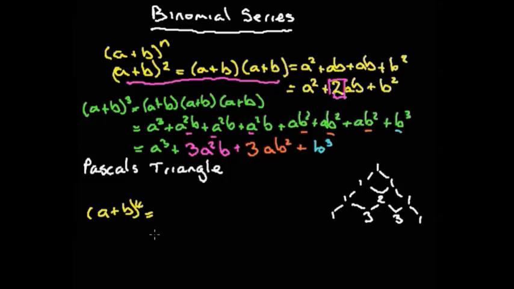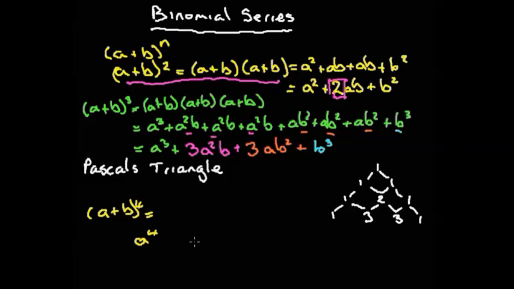So I know I'm going to have an a to the 4. Alright, let's write that down. A to the 4. And there's only going to be 1. All of the Pascal's triangles always start and end with a 1. So I'm now going to have a to the 4, and all I need to do is to write down the other expansions of that a.